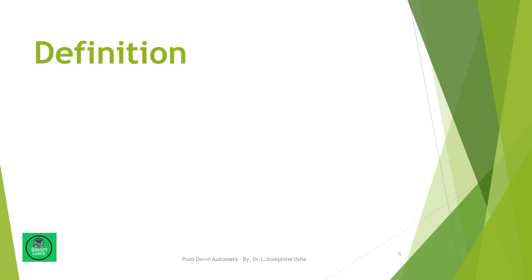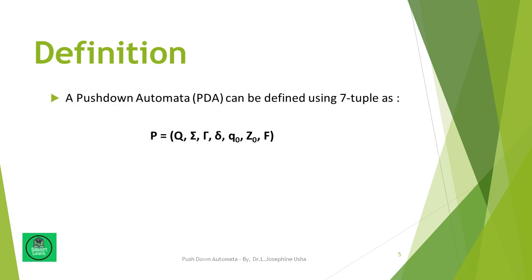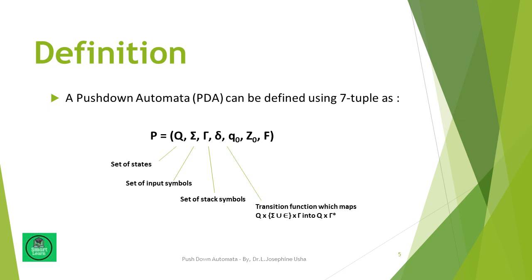Next you see the definition of pushdown automata. How can we define the pushdown automata? The pushdown automata can be defined using a 7 tuple. For example, consider we have a pushdown automata represented as P. It has 7 tuples. The first one is a set of states. Second is a set of input symbols. Third is a set of stack symbols. Fourth is a transition function. Fifth is an initial state. The sixth is a start symbol of stack. And the last one is a set of final states. Using these 7 tuples, we can define the pushdown automata.